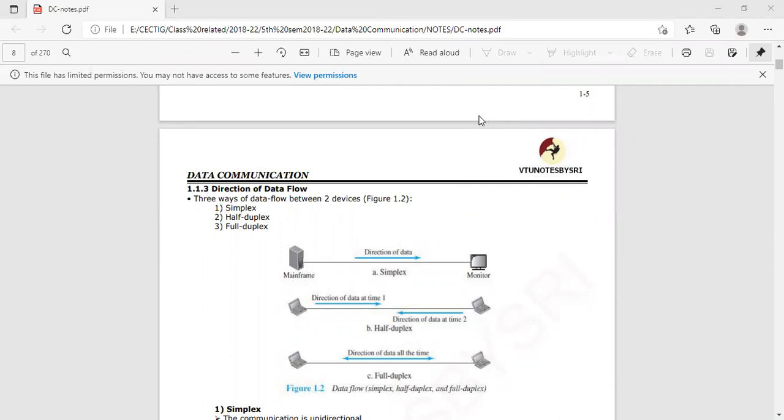Simplex means a one directional way. We can see in the diagrams, there are three diagrams for simplex, half duplex, and full duplex. The arrow itself represents how the data is flowing. Coming to the first one, simplex, the diagram with the mainframe and a monitor. The mainframe we can consider a sender, and the monitor a receiver. Data can be transmitted only from the sender to the receiver.